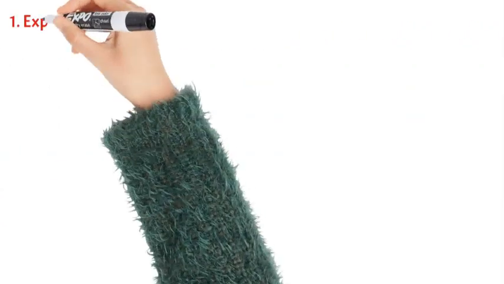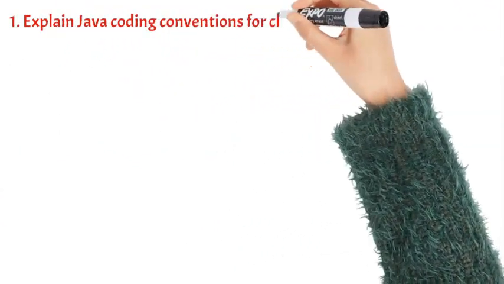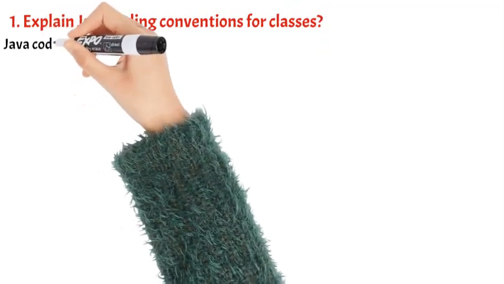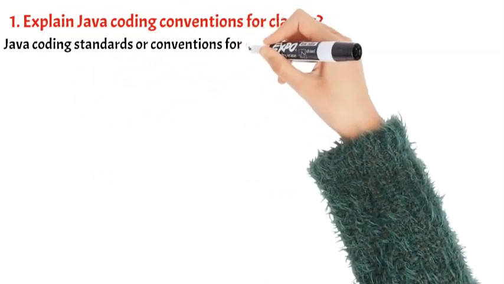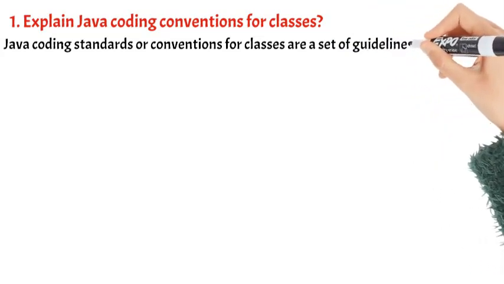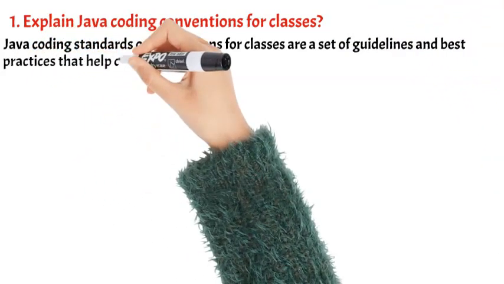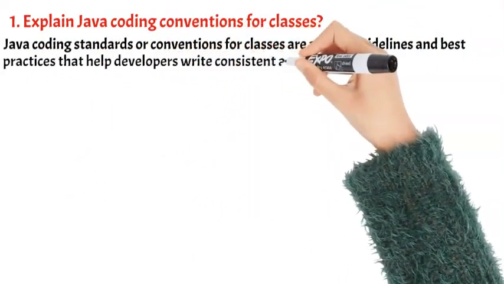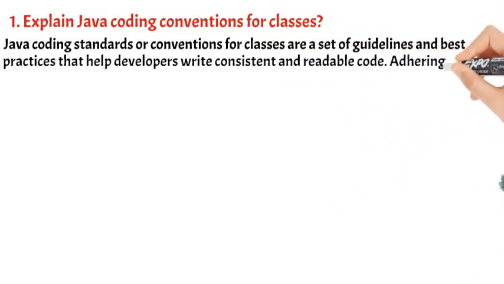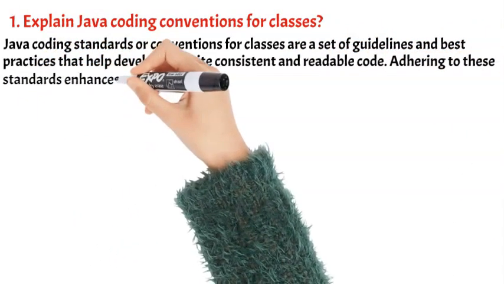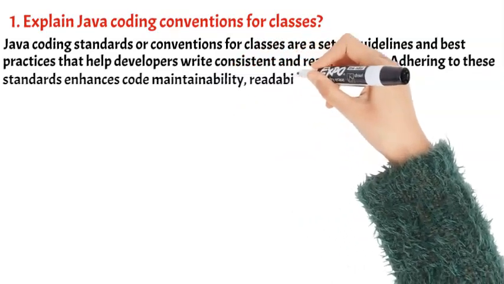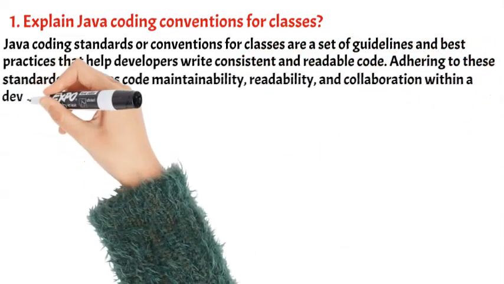1. Explain Java coding conventions for classes. Java coding standards or conventions for classes are a set of guidelines and best practices that help developers write consistent and readable code. Adhering to these standards enhances code maintainability, readability, and collaboration within a development team.